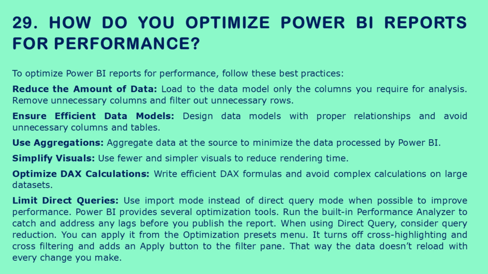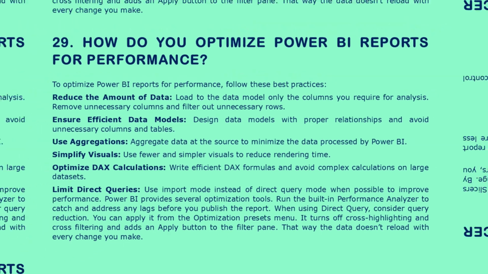Run the built-in performance analyzer to catch and address any lags before you publish the report. When using direct query, consider query reduction. You can apply it from the Optimization Presets menu. It turns off cross-highlighting and cross-filtering and adds an Apply button to the filter pane. That way the data doesn't reload with every change you make.